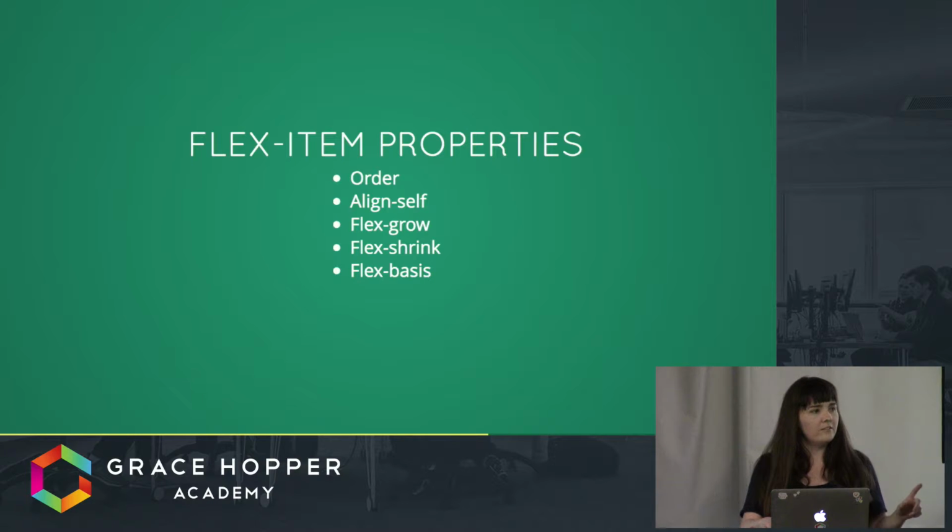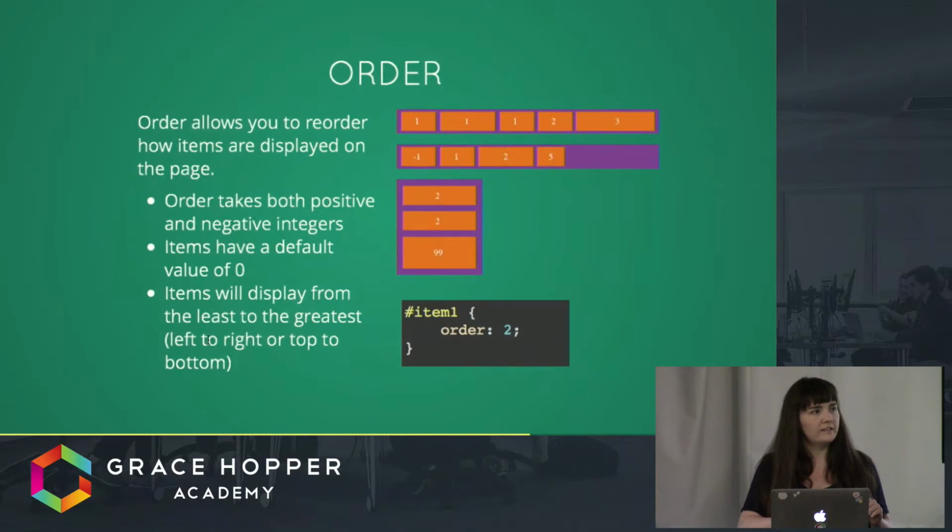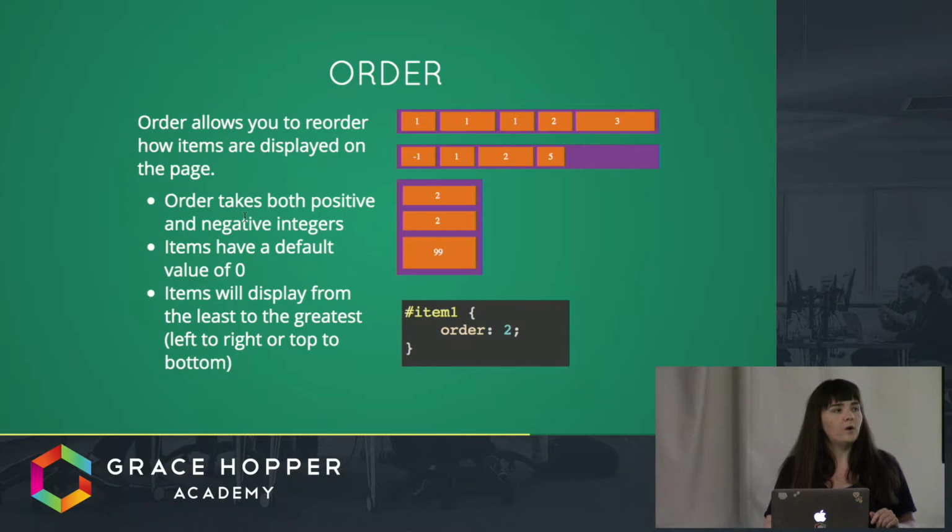And I'm only going to talk about order, just for time constraints. Order will allow you to pinpoint an element or more than one element and take it out of the order that it is in the DOM. So the order property takes an integer. They can be positive or negative values. If you don't set an order for an element, its default is 0.